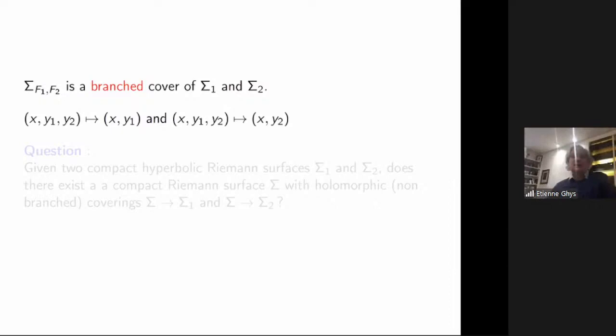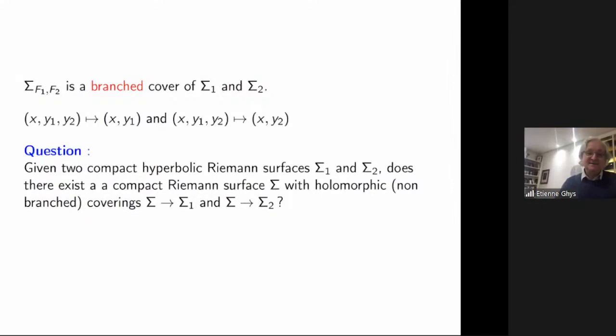And now you come to the natural question, do you need branched covers? Or could you use unbranched covers? And this is a question: given two compact hyperbolic Riemann surfaces, sigma 1 and sigma 2, does there exist a compact Riemann surface which is holomorphically unbranched over sigma 1 and sigma 2, and which would transform the two functions y1 and y2 into single valued functions on a single unbranched cover? This is a question which is easy to solve. I will answer it immediately. Also, Riemann knew that, of course. And the answer of Riemann is no.